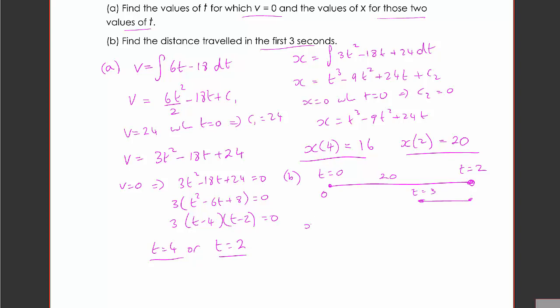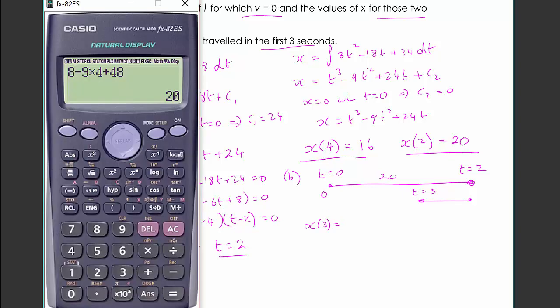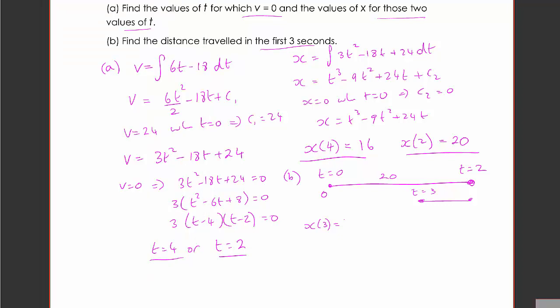So let's work out x of 3. So that would be 3 cubed, 27, take away 9 times 9, add 24 times 3. So that gives us 18 meters. So in other words, it's come back 2 meters. So if we're talking about distance, it's gone out 20 and back 2. So the distance is 22 meters.